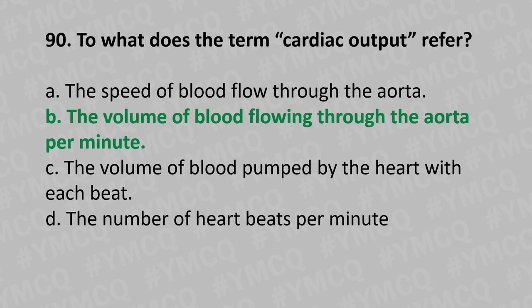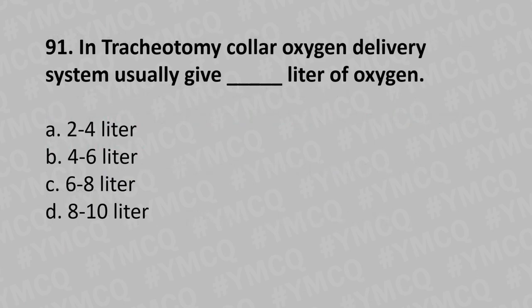In a tracheostomy collar, the oxygen delivery system usually gives dash liters of oxygen. Option A, 2 to 4 liters. Option B, 4 to 6 liters. Option C, 6 to 8 liters. Option D, 8 to 10 liters. And the answer is option D, 8 to 10 liters. Moving to our 92nd question.